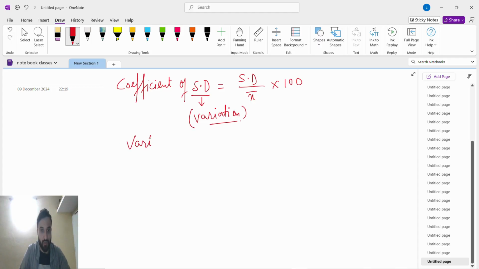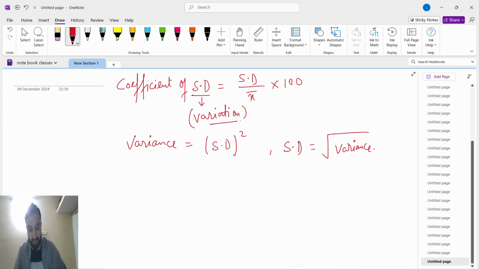And guys, how will we find the variance? Standard deviation whole square is the variance. Obviously we know standard deviation whole square is the variance, and standard deviation is the square root of variance. Okay, then we will come to the properties.